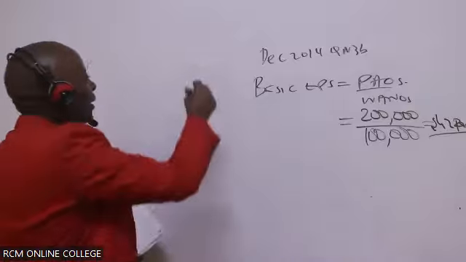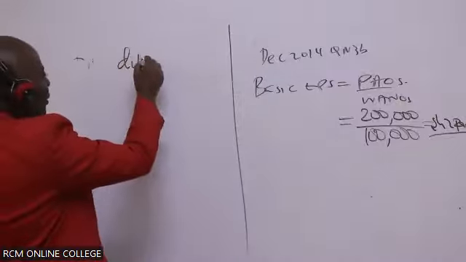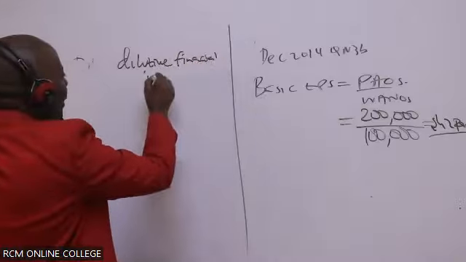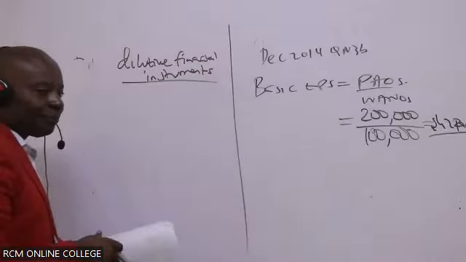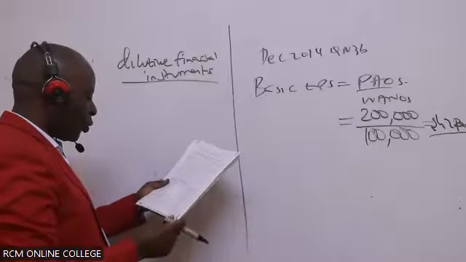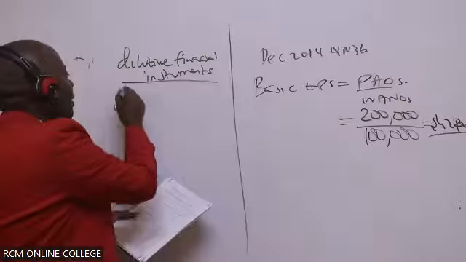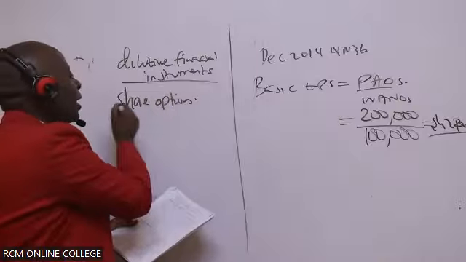Okay, so in this case here, dilutive financial instruments. You underline to scare the examiner. So we start with the first one. The first one, of course, we had somewhere there are the share options. So for share options, these are basically free marks.